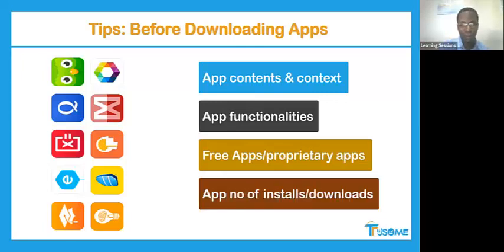Then we have the application number of installs or downloads. From the app store, you may see the total number of downloads and the total number of installations. They're almost the same. It might be an alerting stuff. Maybe your application is so much useful, but if you find a lot of people have downloaded the application, it gives you a picture that this application is so useful to most of the users.